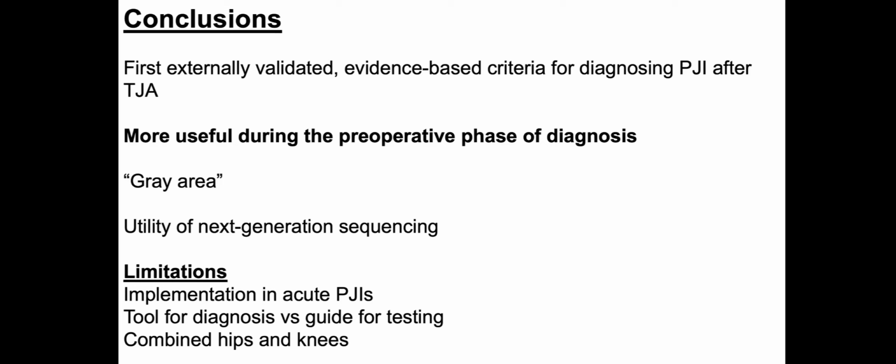However, the study still has its limitations. They didn't really study patients that had acute PJIs. However, it does talk about the relevancy of using these in patients that develop infection early in their postoperative period. Again, this is a tool to help in diagnosis and not necessarily to help physicians order testing. So it shouldn't be used as a guide for testing, but rather help you for diagnosis purposes after you've already had these tests completed. Another limitation could be that they included hips and knees altogether in this cohort. So that could be an additional thing to consider when looking at study limitations.